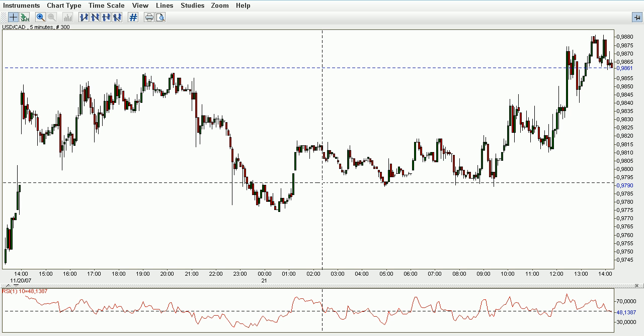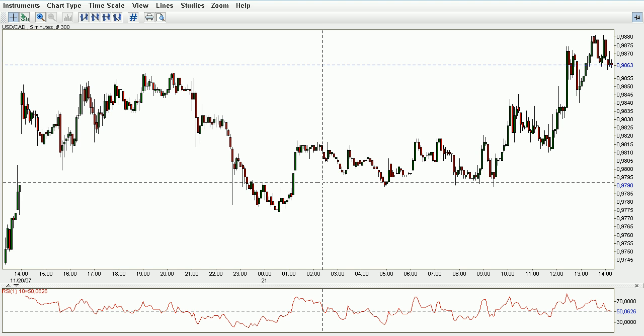forexpreparation.com. Today is Wednesday, the 21st of November 2007, and we are currently looking at the 5-minute time scale of the US dollar Canadian dollar pair.